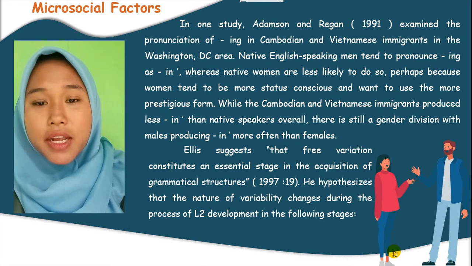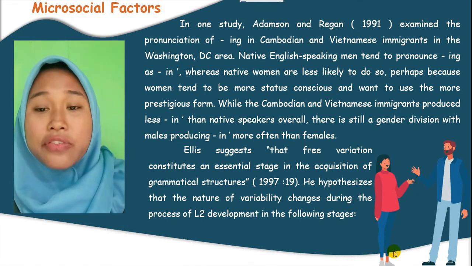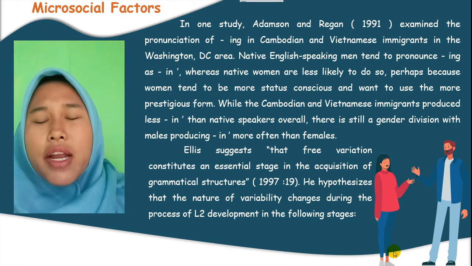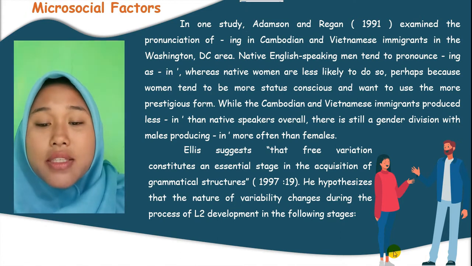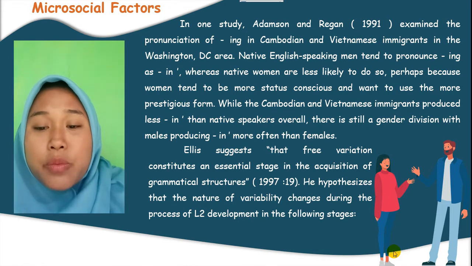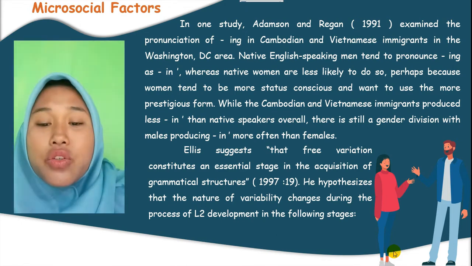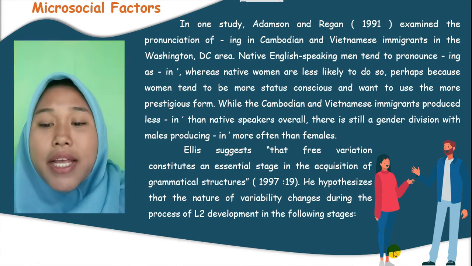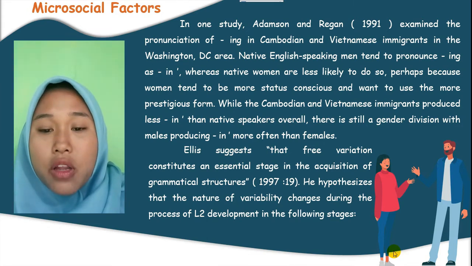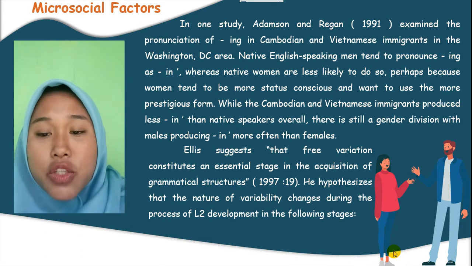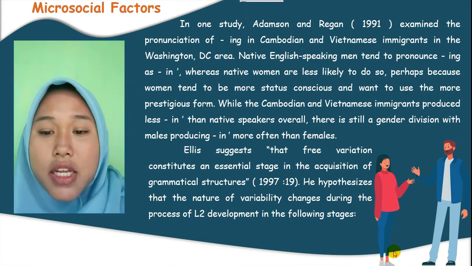Reagan in 1991 examined the pronunciation of -ing in Cambodian and Vietnamese immigrants in the Washington D.C. area. Native English-speaking men tend to pronounce -ing as -in, whereas native women are less likely to do so, perhaps because women tend to be more status conscious and want to use the more prestigious form. While the Cambodian and Vietnamese immigrants produced less -in than native speakers overall, there is still a gender division, with males producing -in more often than females. Ellis suggests that free variation constitutes an essential stage in the acquisition of grammatical structures.